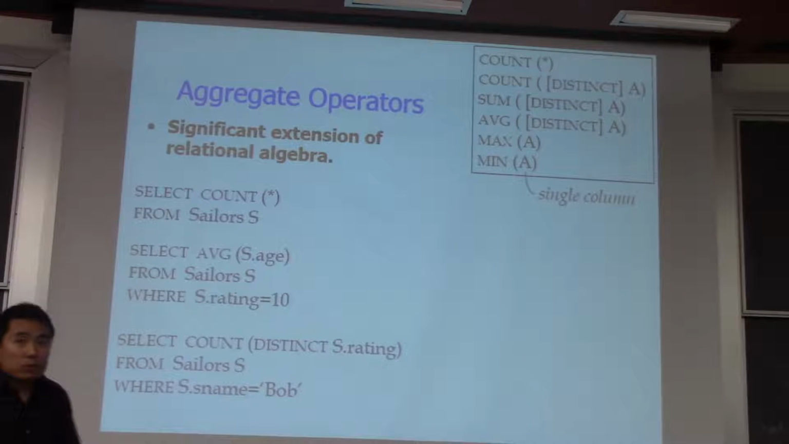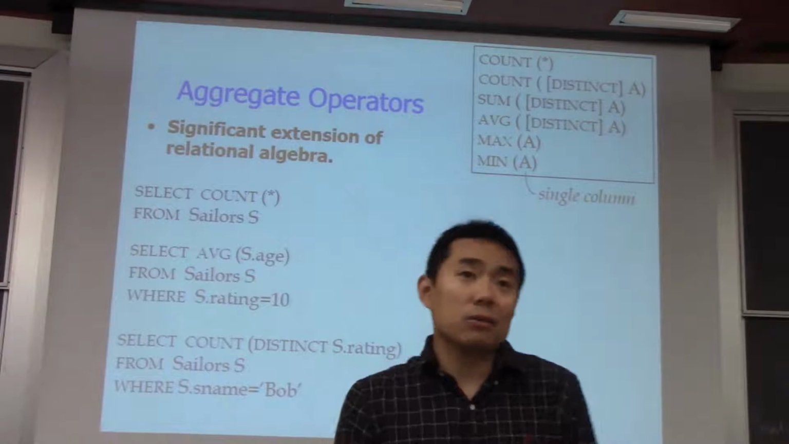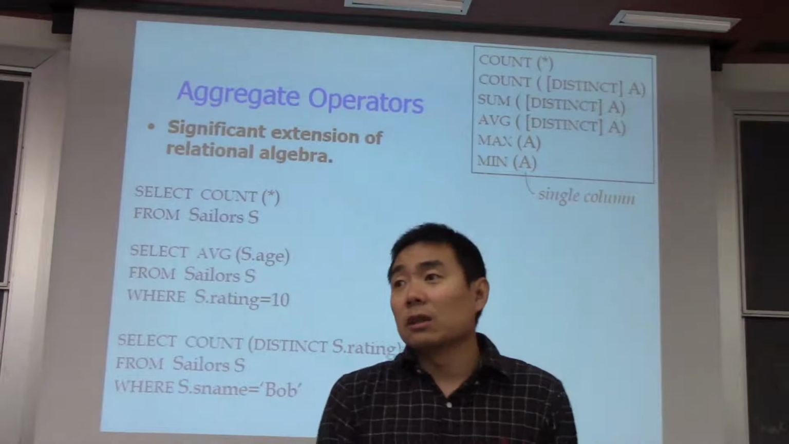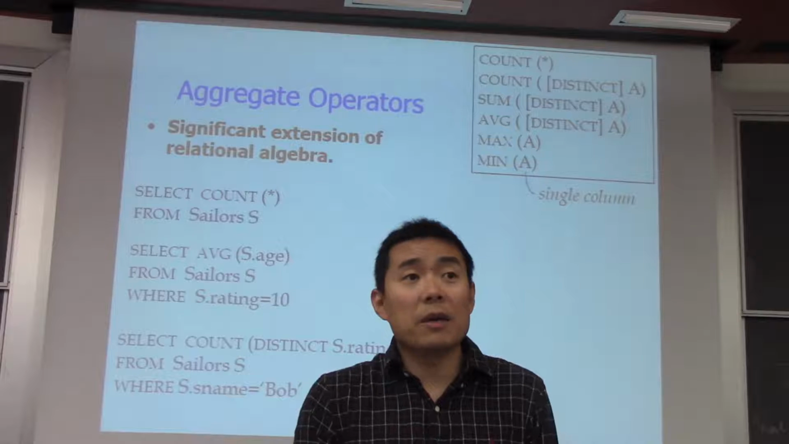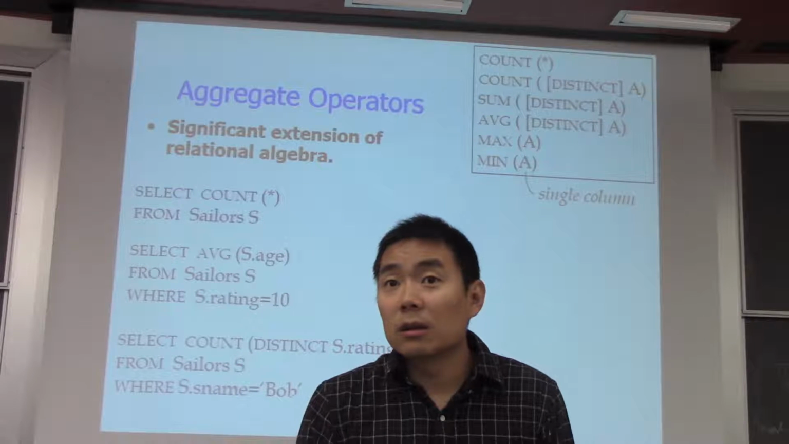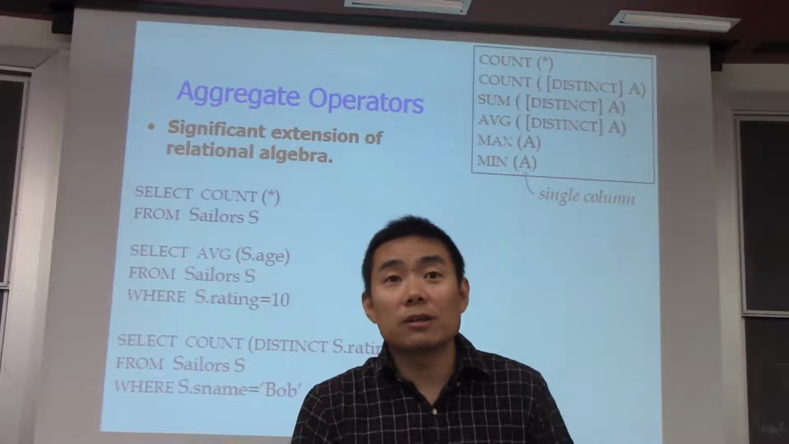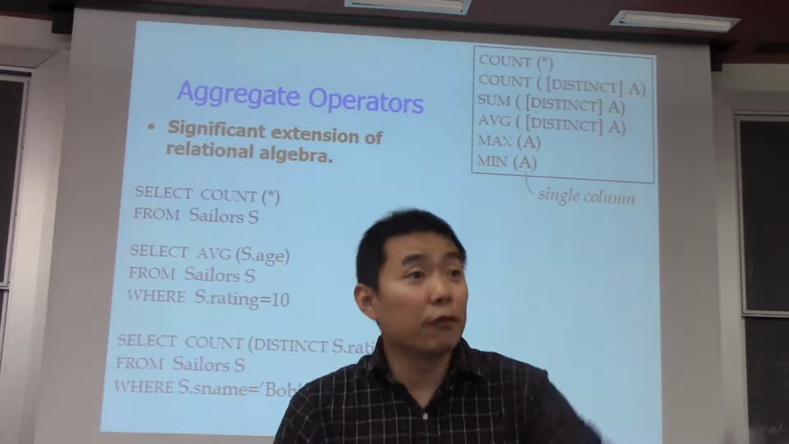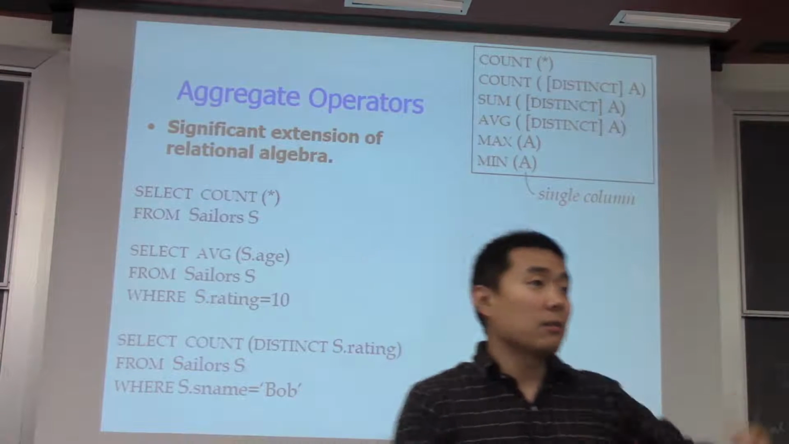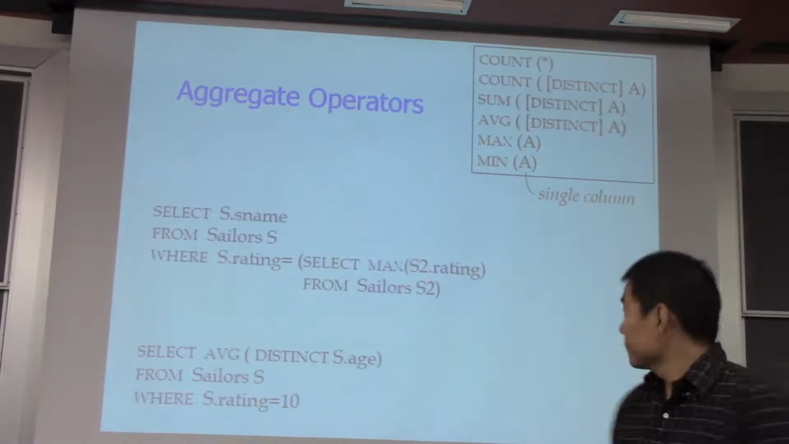With min and max, we notice that there's no distinct added to them. The reason for that is adding distinct to min or max has no effect whatsoever. Your max is going to be 100 no matter how many hundreds you have. Your min is going to be 0 no matter how many zeros you have, if 100 and 0 are the max and min values in your set respectively. Okay?